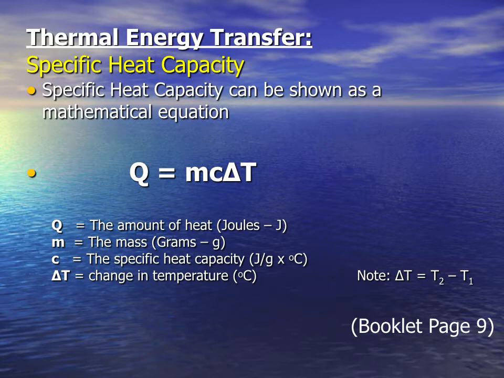So the specific heat capacity can be shown as a mathematical equation, and that's Q, which is the amount of heat, equals the mass in grams times the specific heat capacity times the change in temperature. So with this, we can figure out how much heat is required for different things, and so on. We'll get into that though. And of course, remember that delta T is equal to T2 minus the first T, or an initial temperature. Okay, we're still on page 9 here, pals.